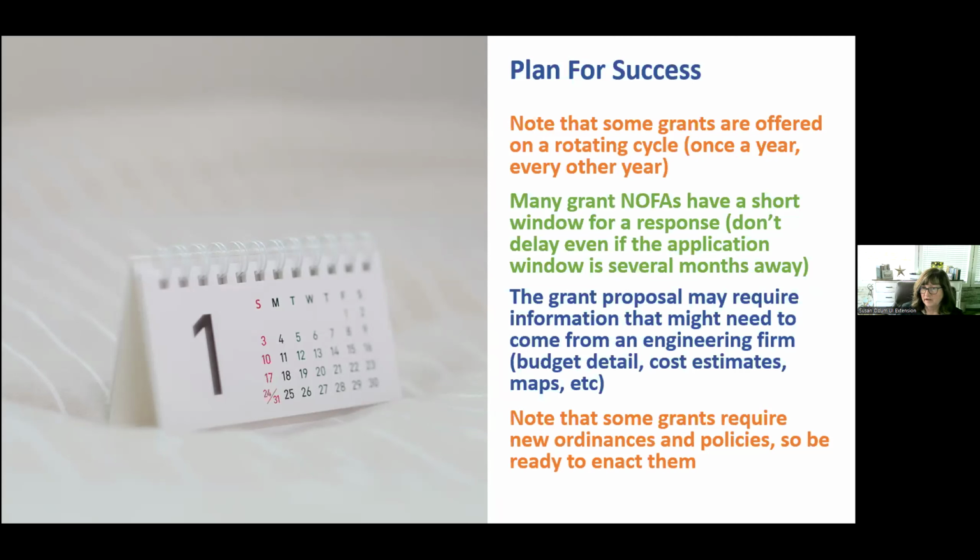And also keep in mind that the grant proposal might need some information. You might have to consult an engineering firm to get some cost estimates, some information for the budget detail and the budget narrative. You might need some maps of your project area. So make sure that you allow yourself time to do that. And then also remember that there may be some new ordinances or policies that have to be enacted by your community, either if you get the grant or maybe some in preparation for the grant, but some certainly if you do get the grant that you will have to do.